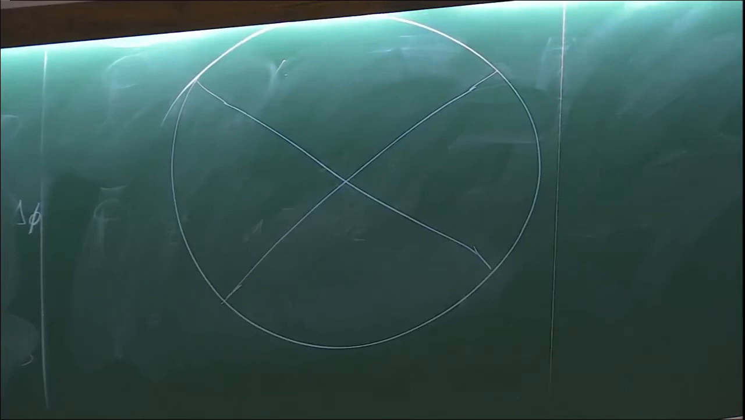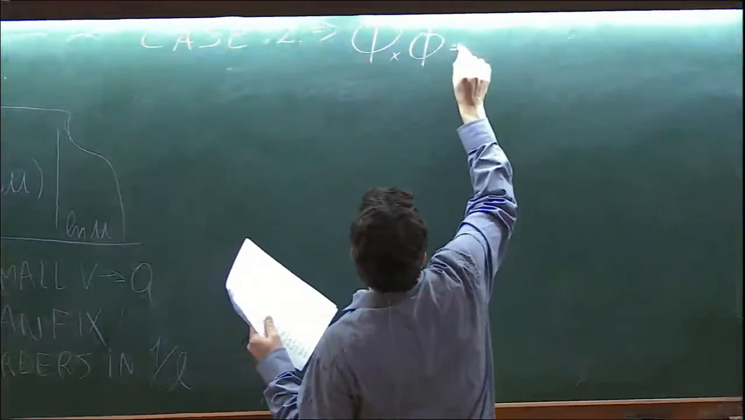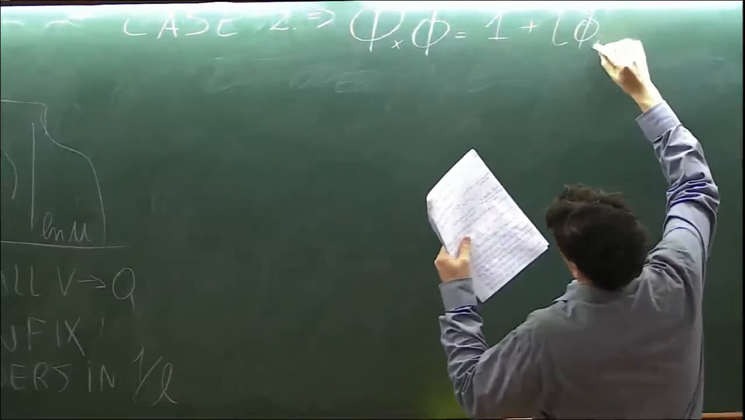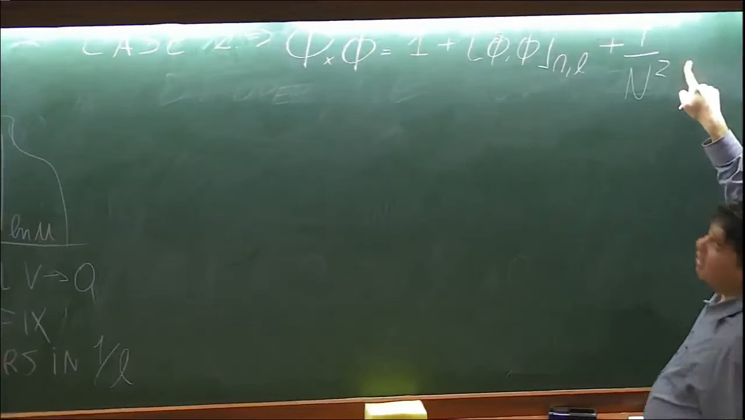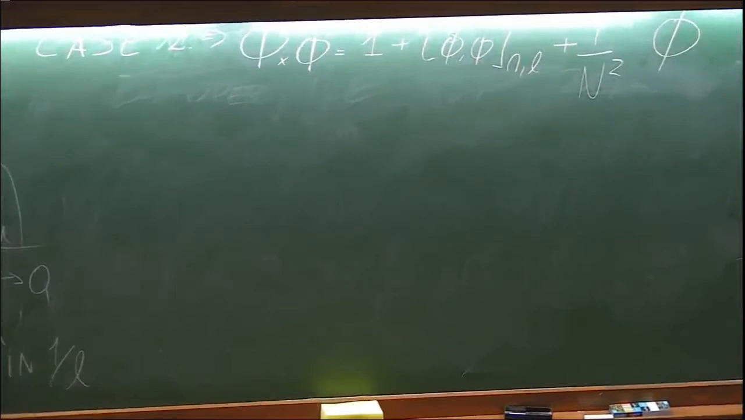Now, on the other hand, imagine that we do have a new operator. There is a very nice example in which the OPE of phi with phi has 1 plus phi phi_n,L, the usual double trace operators. And then at order 1 over N squared, you can have any other operator. One nice example is phi itself.